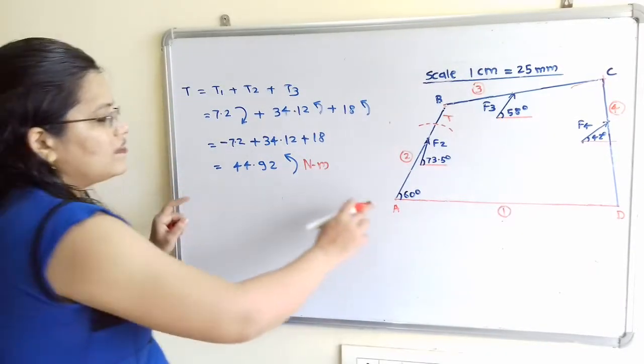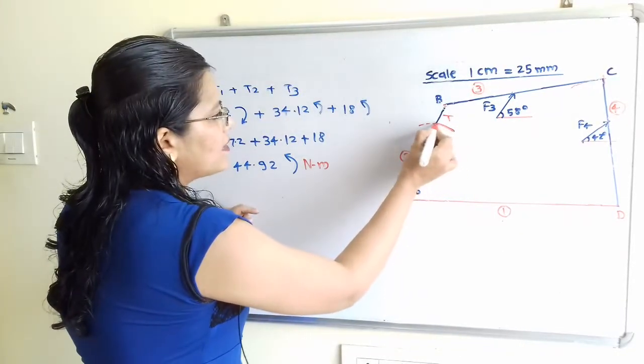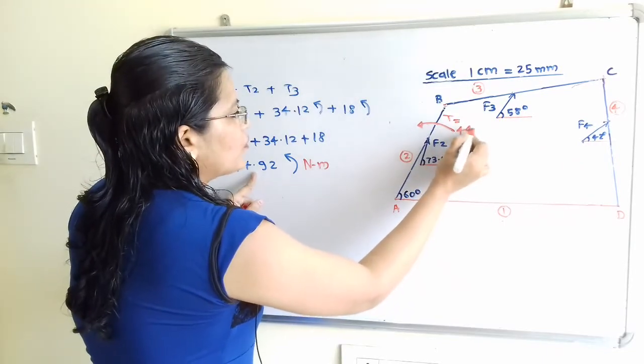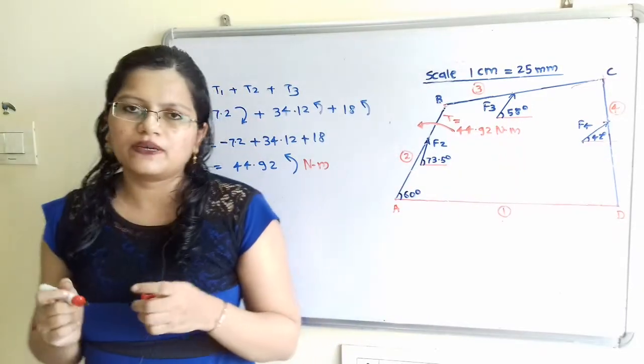So we can say that the torque to be applied to the link AB should be in anti-clockwise direction and its magnitude is equal to 44.92 Newton meter for the equilibrium of the mechanism.